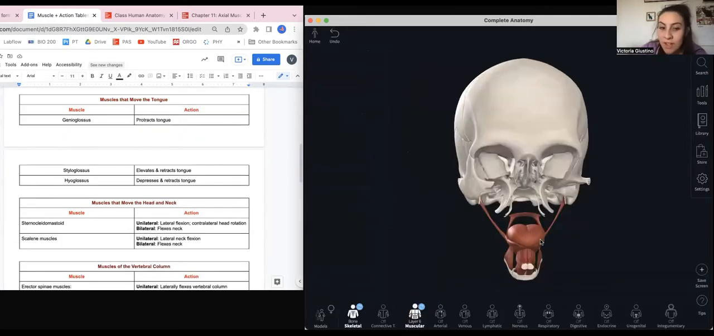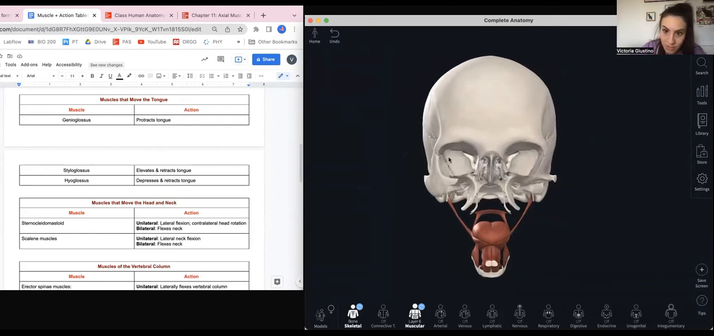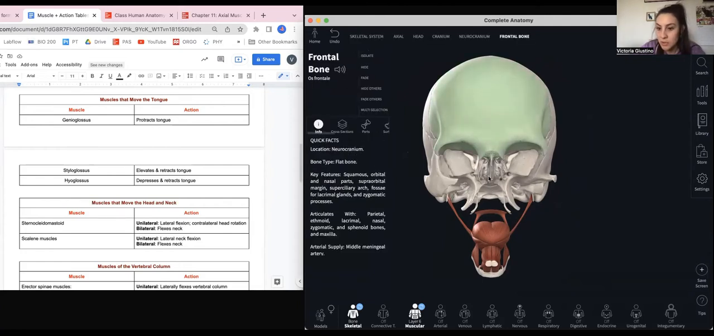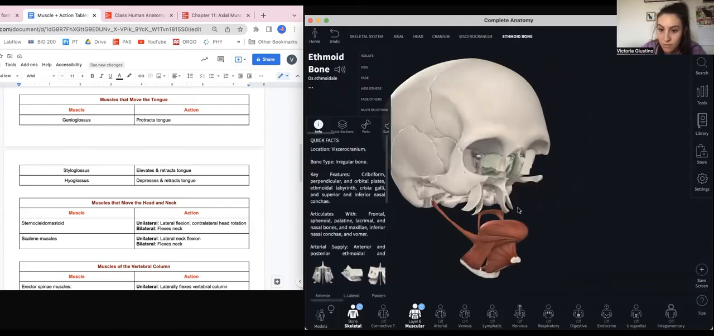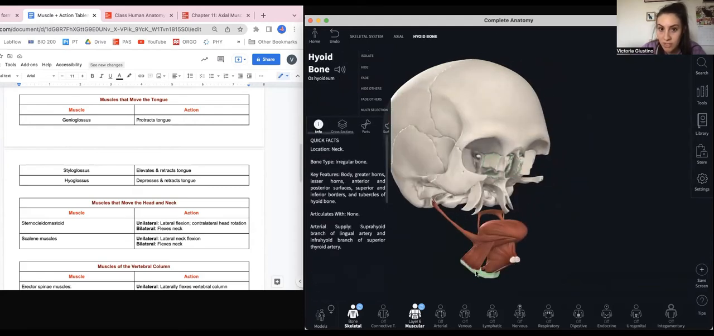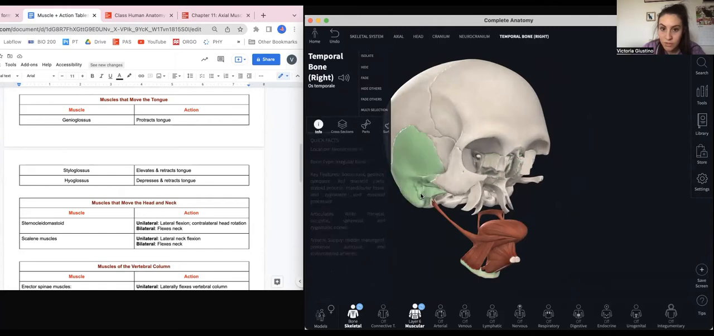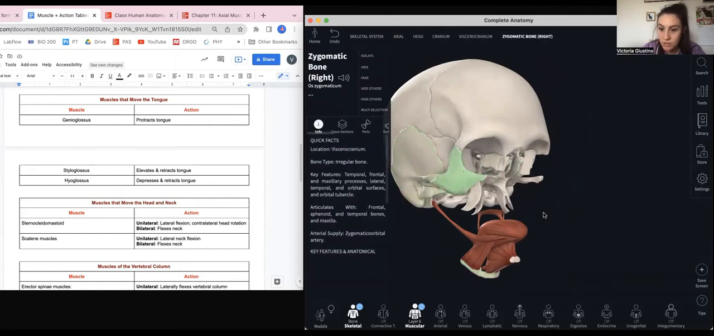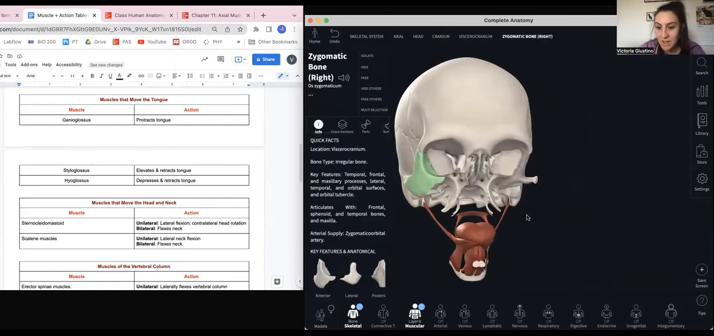All right, so now moving on to the muscles that move the tongue. We went over 3, and so clearly I've moved some things around. I've gotten rid of some bones. So, here's your frontal, here's the sphenoid, and right here's your ethmoid bone. And then this bone inferiorly is the hyoid. Here's your temporal bone, zygomatic, just so you have a bit of an idea what we're looking at.